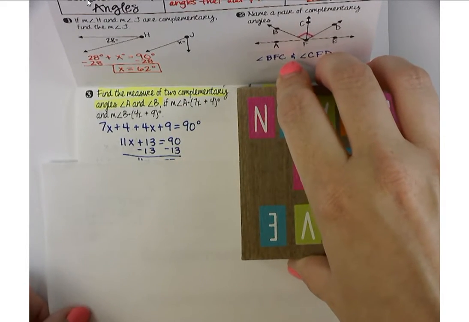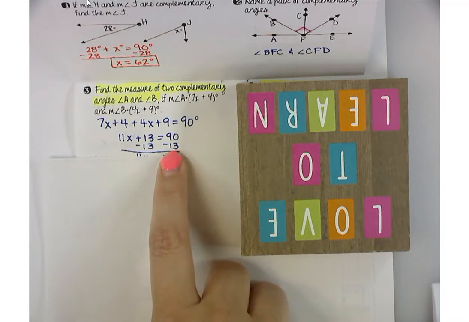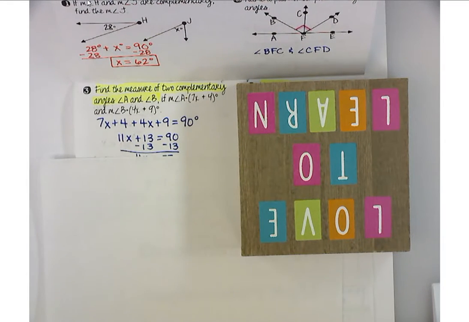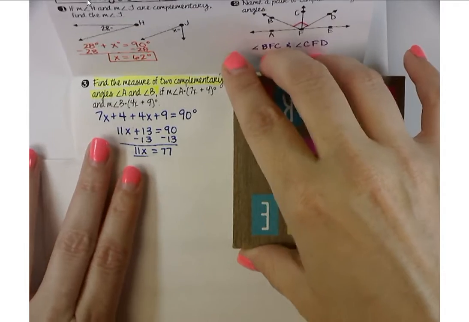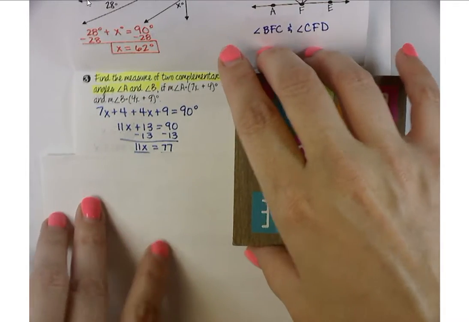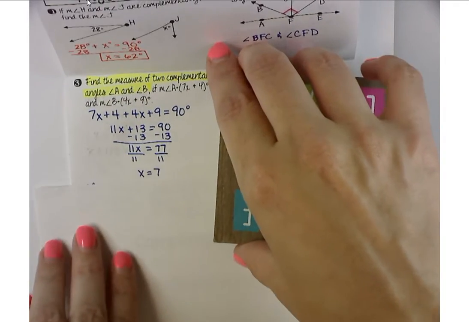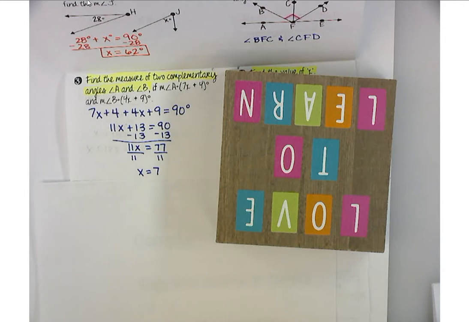Again, if you're doing that without a calculator, I subtract 10 first and then I subtract 3. Because 90 minus 10 is 80. 80 minus 3 is 77. So then when I get here and I divide by 11, that's something else I can do in my head. So 77 divided by 11 is 7.